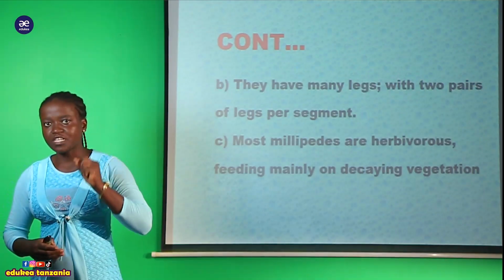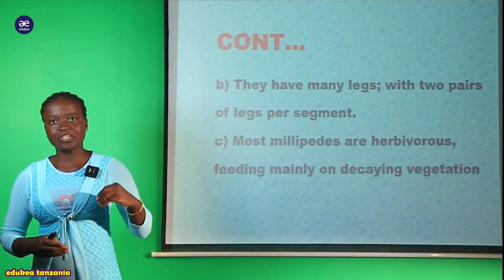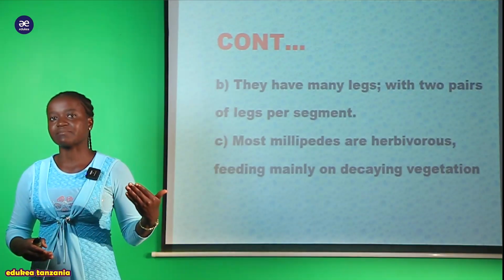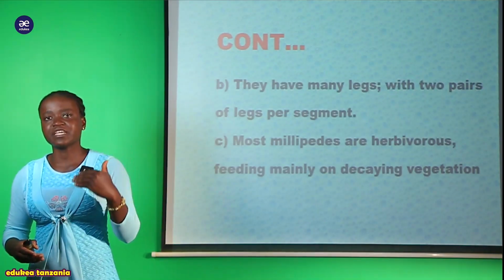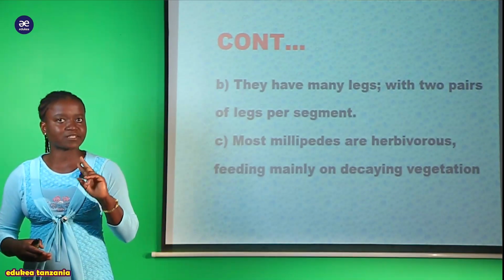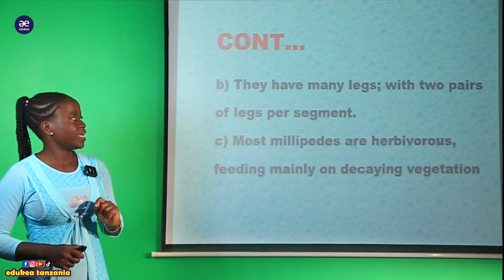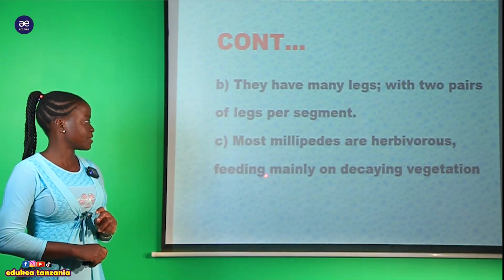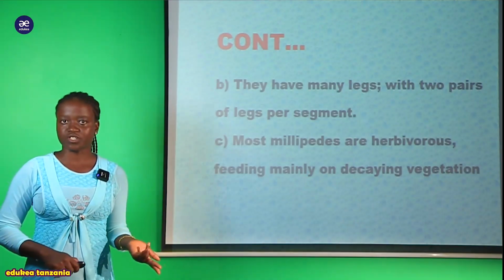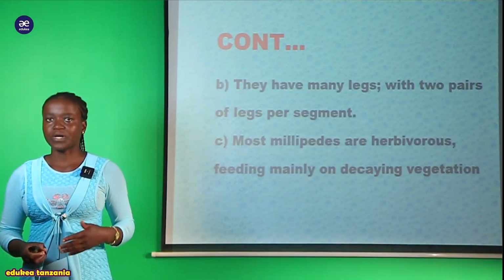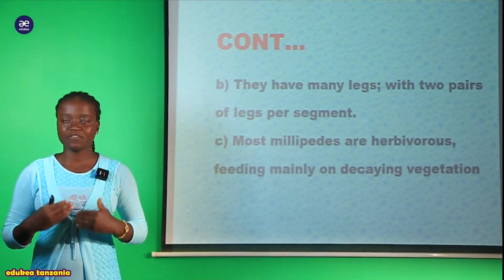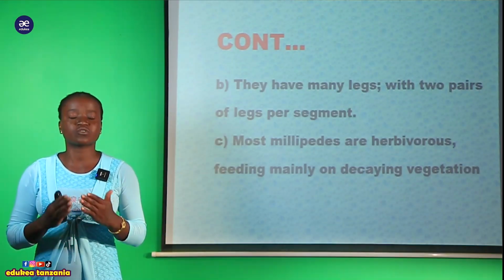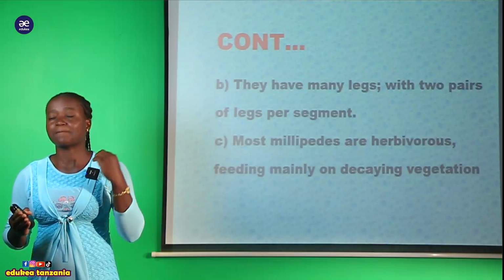And on each segment, remember these organisms are mainly millipedes, tunasema kwamba they have several segments. Kwa ina maana kwamba kwenye each segment they contain 2 pairs of legs. And also we can say that most millipedes are herbivores, feeding mainly on decaying vegetation. So hawa tunaita herbivores. Why are we calling these organisms herbivores?